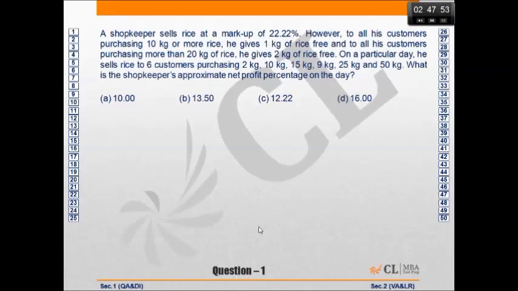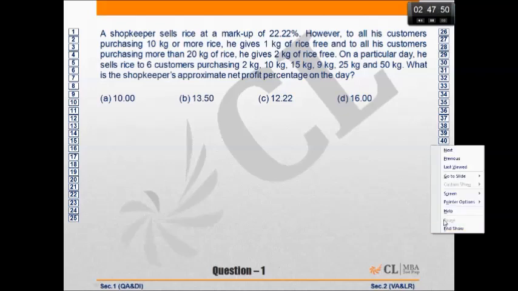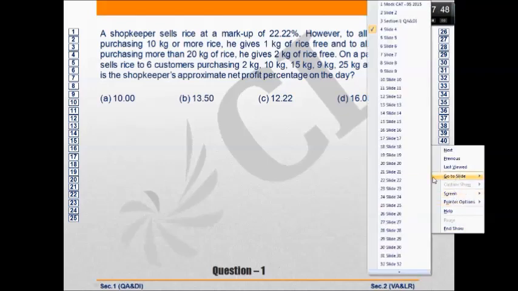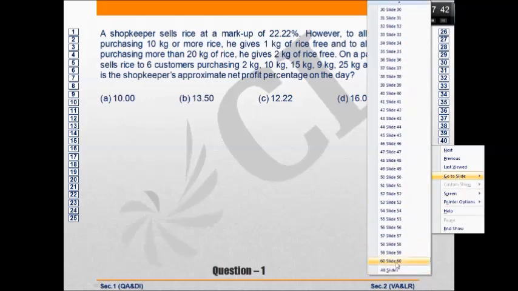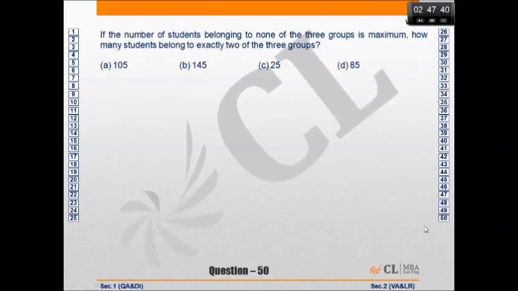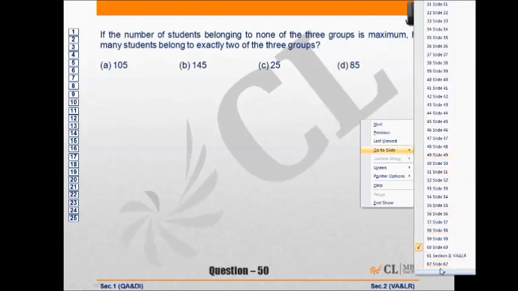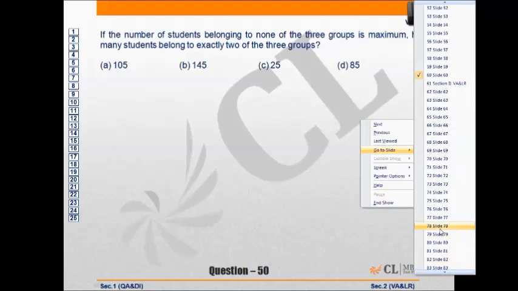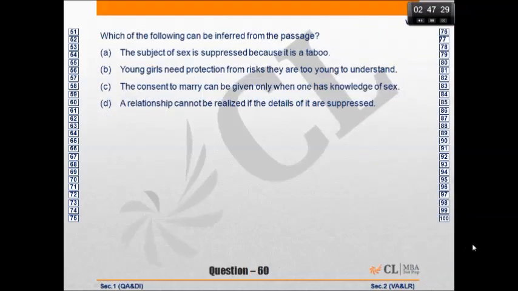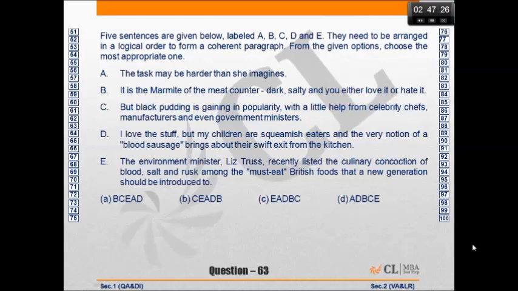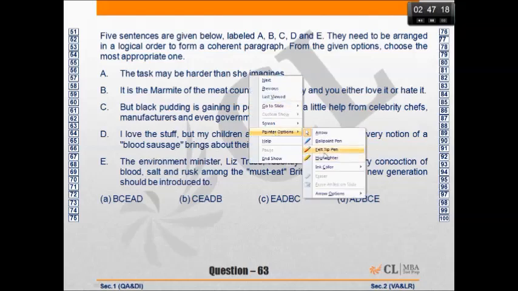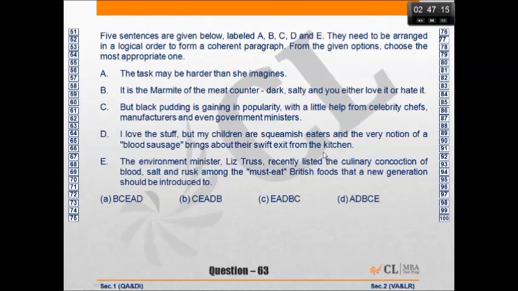As I said, I start with section 2, and when I go to section 2, I am essentially starting with verbal logic. So verbal logic would be question number 63, which is what I will start with. 63. Okay, 63. The task may be harder than what she imagines. Than what she imagines. Okay, the task might be harder than she imagines.